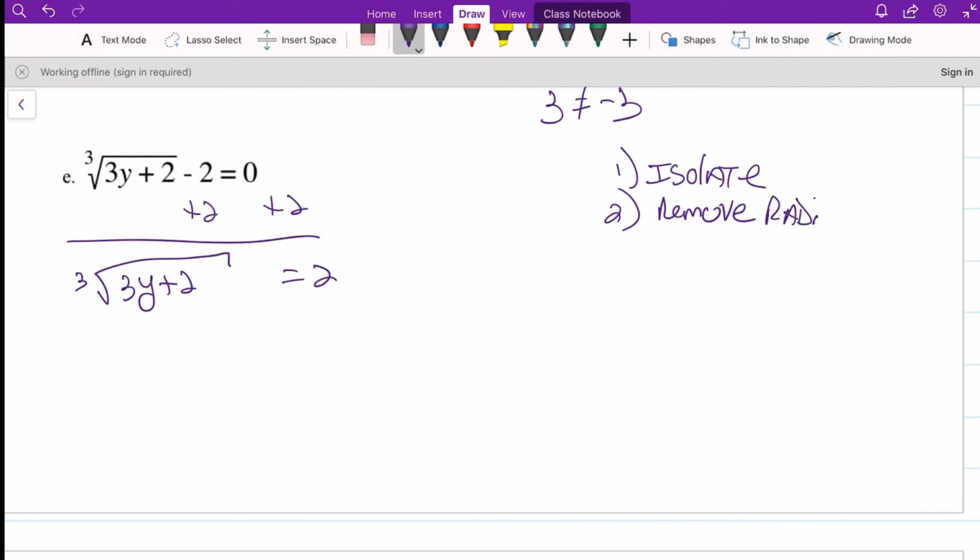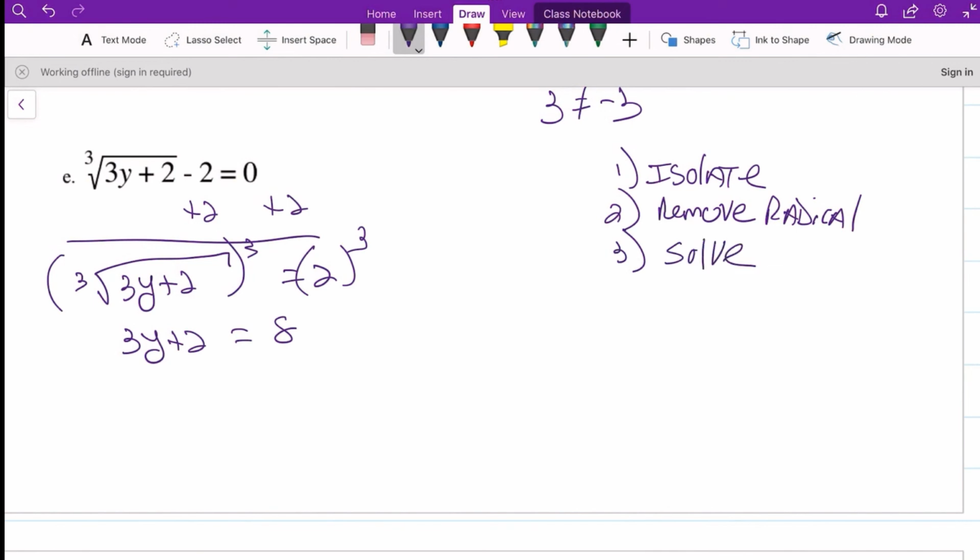So here is where you want to remove your radical, right? I'm going to raise both sides of the equation to a power of 3. So we're going to cube both sides of the equation. If we cube a cube root, the cube root's going to disappear. We're going to be left with 3y plus 2 equals 8. And then we're going to solve. And this one's not too bad. So if we subtract 2 here, we get 3y equals 6. And then we divide by 3, and we get y equals 2.